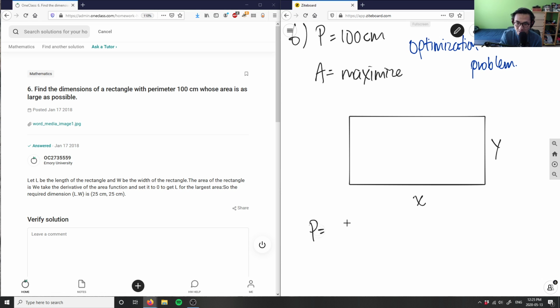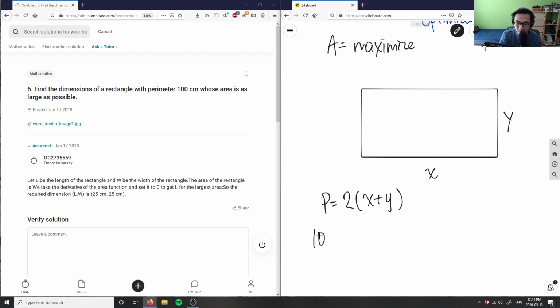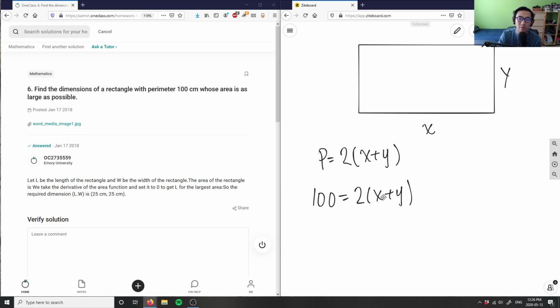So I know that P is going to equal 2 times X plus Y, right? This is my perimeter of a rectangle formula. I know the perimeter is equal to 100, right? So 100 equals 2x plus y. And what we're going to have to do with this perimeter is isolate for a variable. In this case, let's isolate for y. It doesn't really matter which one you isolate for, and I'll show you why we have to do that.